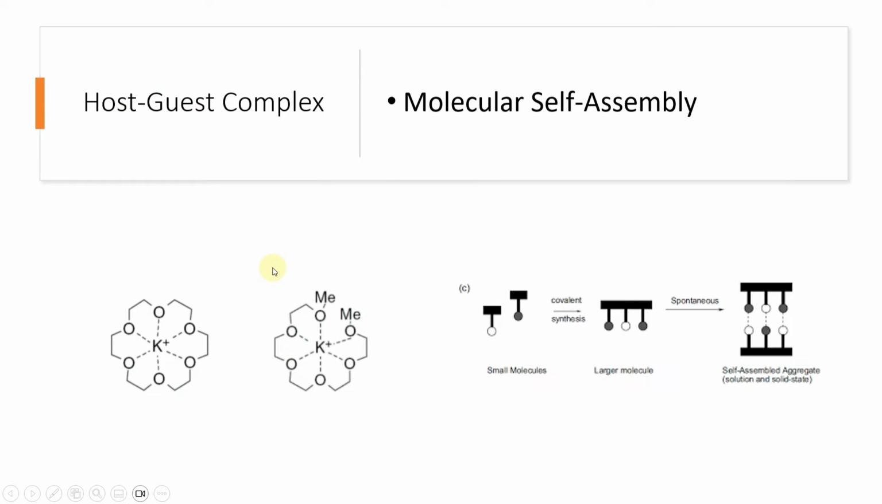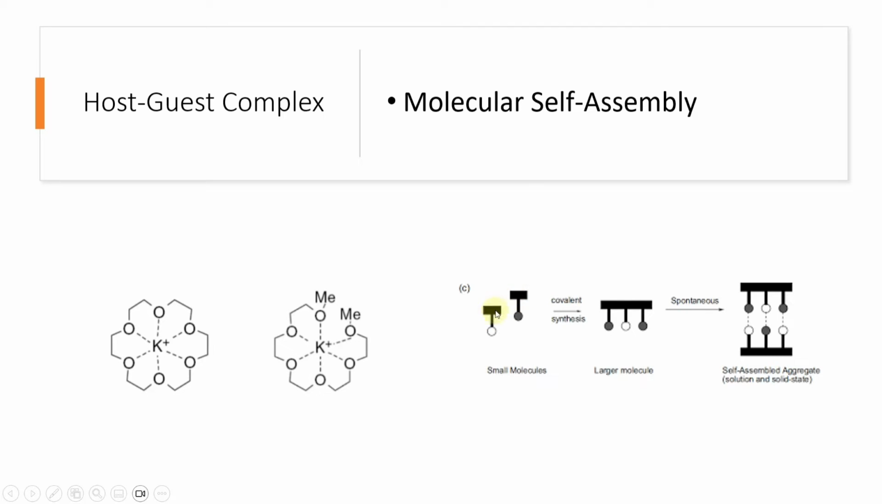So here as you can see, this is a larger molecule and this larger molecule is wrapping around this potassium ion. So this potassium ion is a guest, whereas this larger molecule is a host. Similarly here, this larger molecule is a host and this potassium ion is a guest.